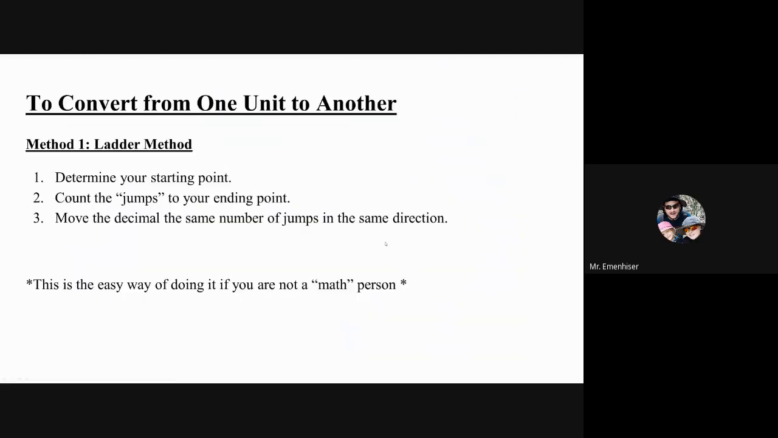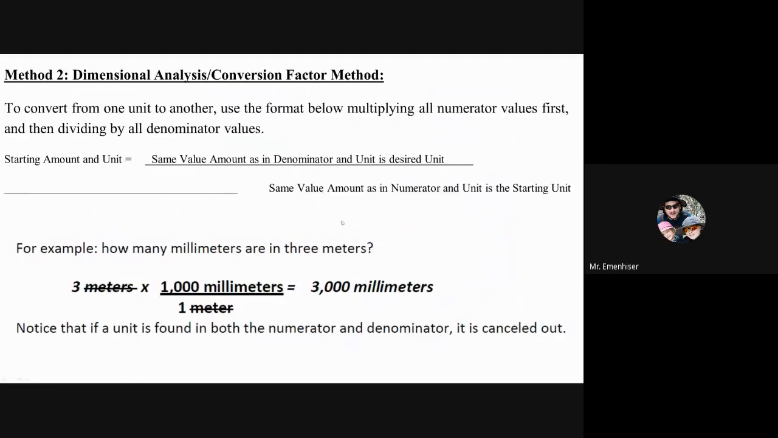Okay. How to convert from one unit to another. I showed you guys the ladder method. Now let's look at the dimensional analysis method. So this is the more complicated method. I'm going to go through this kind of quickly. But to convert from one unit to another, use the formula below, multiplying all numerator values first, and then dividing by all denominator values. So this is the formula here. And this is how we do it.